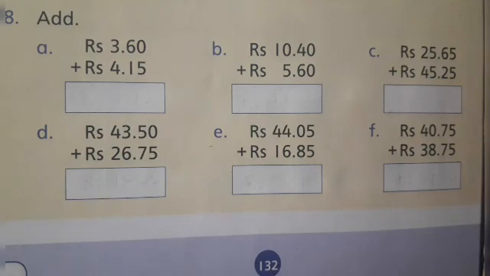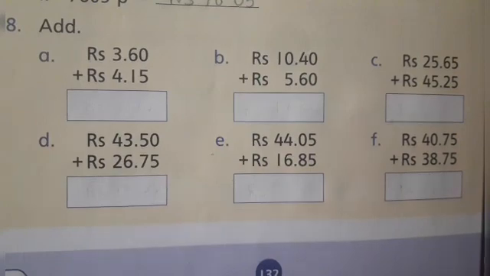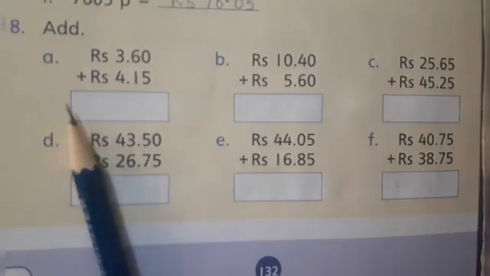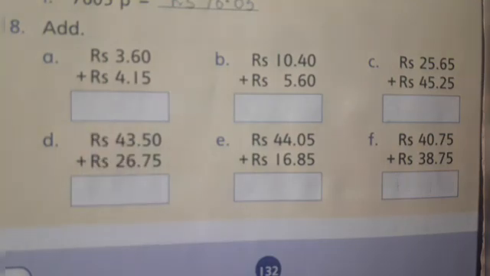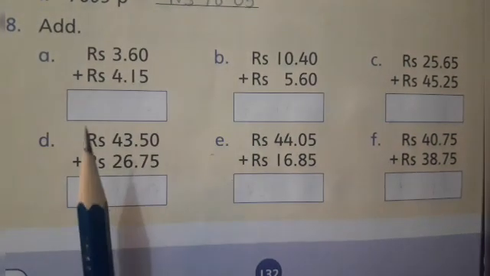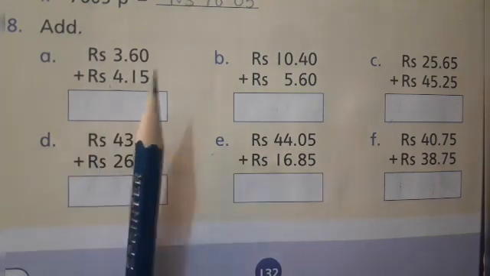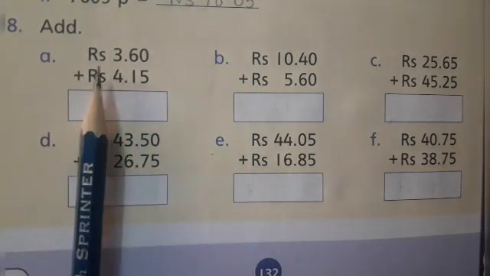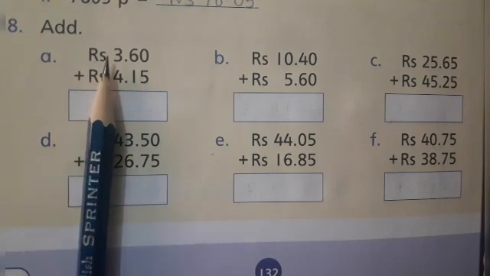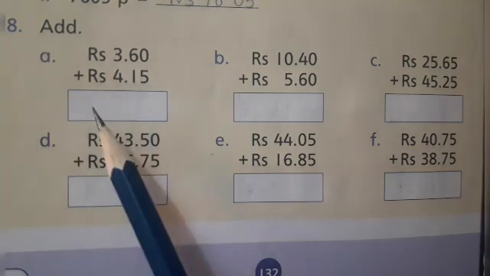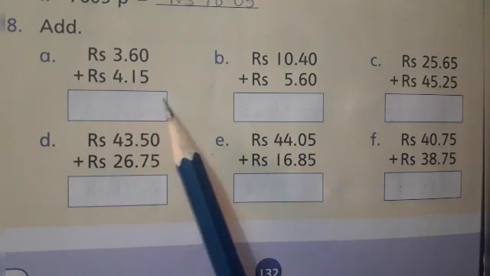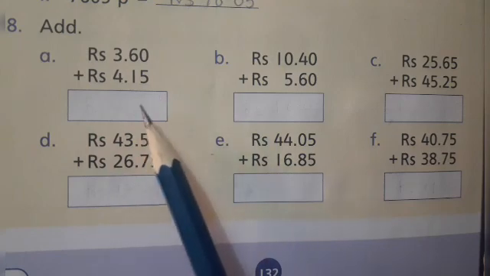Students, open your Maths Countdown book, page number 132. Today we are doing question number 8, add. Okay, so look at the first question: rupees 3.60 plus rupees 4.15. Students, these are very simple addition questions, but there is only addition of rupees. So we will just add these questions as we have done in our previous first term.